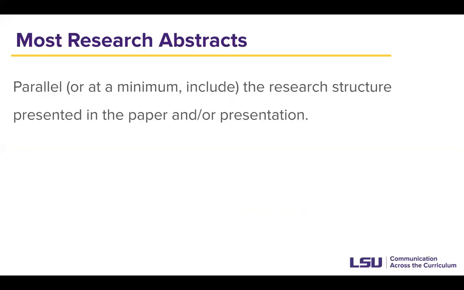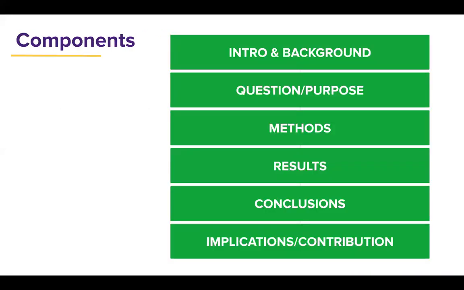If you don't find a particular set of guidelines, know that in general, most research abstracts include material that parallels or somehow reflects the research structure presented in the paper and/or the presentation itself. So if you're building out your presentation and you know you need to include the same 5 things, those things should probably appear in your abstract too.